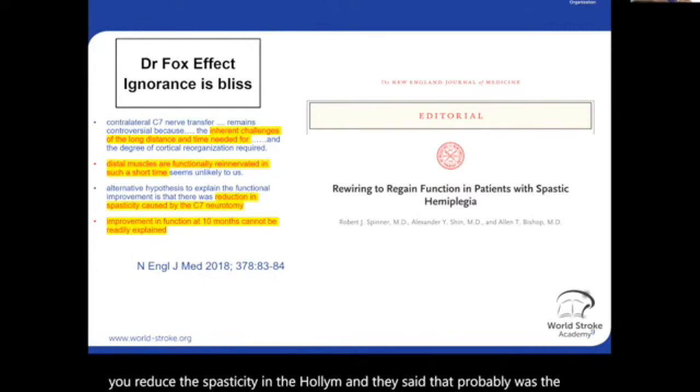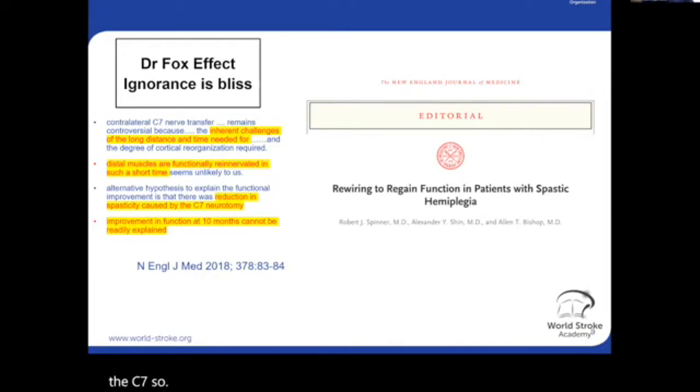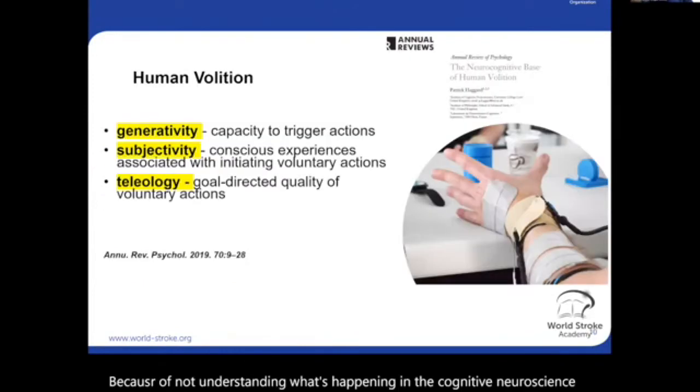But there were connections occurring in the ipsilateral cortex, indicating that there were connections between the C7. So because of not understanding what's happening in the cognitive neuroscience area, where research is happening, which most surgeons don't read, that's where the failure to understand comes from. I think it's very exciting work from Shanghai. There have been people who have gone from the US to validate the results of the Shanghai group. So we await further studies.